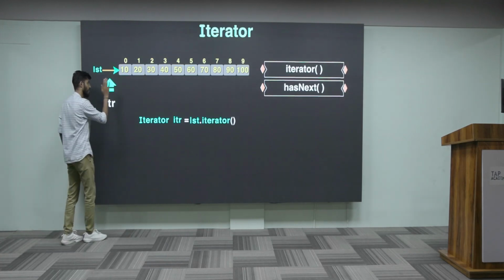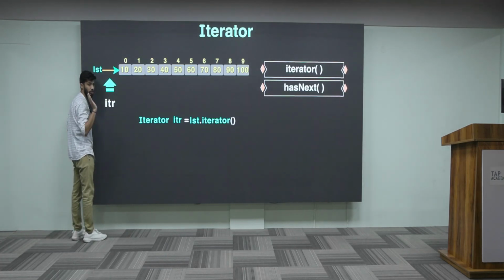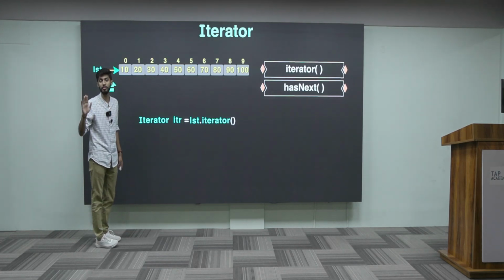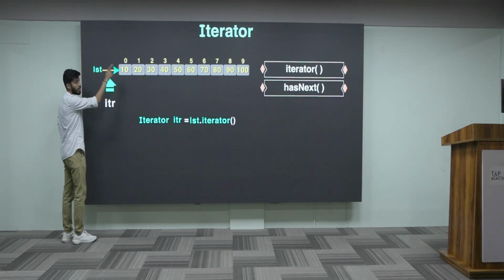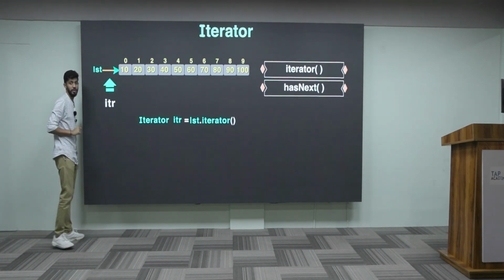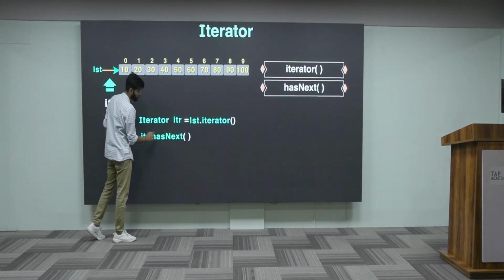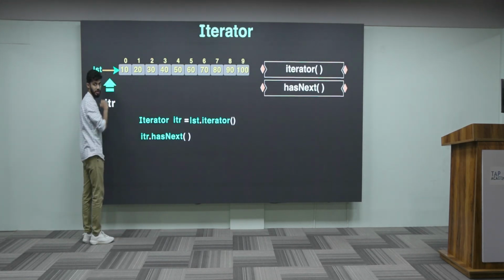So this will say whether there is a next element or not. Is there a next element? Yes. If there is a next element, it returns true. No next element, it returns false. How do I call it? lst.nextElement or itr.nextElement? You need to say itr.hasNext, not nextElement. So when you say hasNext, it will return true because there are next elements.